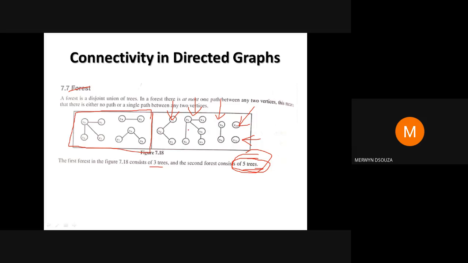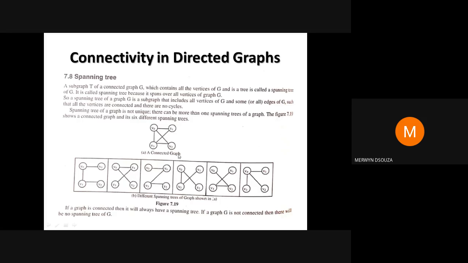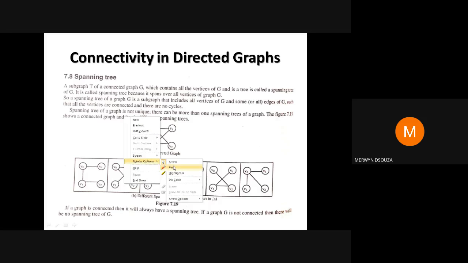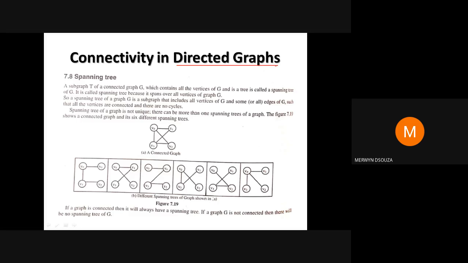So remember, when you're drawing for your exams, you need not memorize this by heart, but at least try to remember how it is. A tree is not having a cycle. So even if you're giving your own example, you should make sure that your graph is not having a cycle when you're giving an example of a tree, and it should be connected. Next definition, and remember all this comes under directed graph. What we are studying now is connectivity in directed graph.